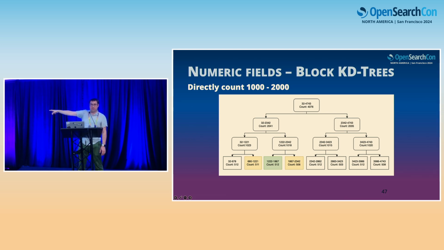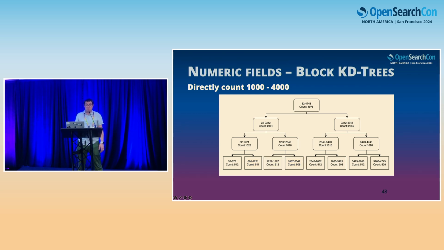The green leaf node, we don't even have to visit it. We just look at it and say, yep, that's in our bucket, and so we just add 512. And then with the final leaf node, we run through it until we hit 2,000, and then we stop counting. There we go. We've efficiently counted how many documents are in the range.